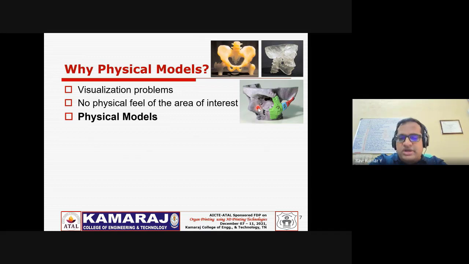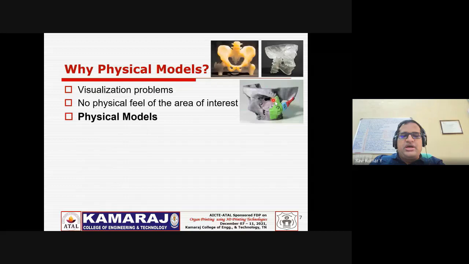Once you have a physical model, you can very well communicate to your co-surgeon or to the patient what you are going to do. And not only that, you can correctly place the eyeball for an ophthalmologist, or for the oral maxillofacial surgeon. You can even very well design this implant at the zygomatic region.